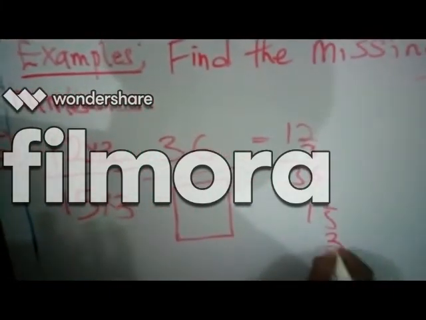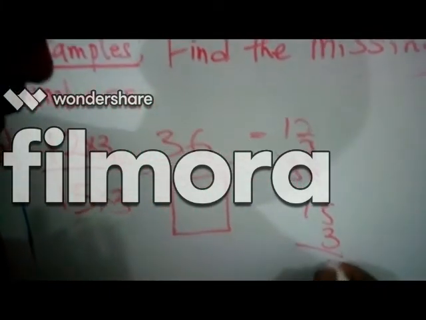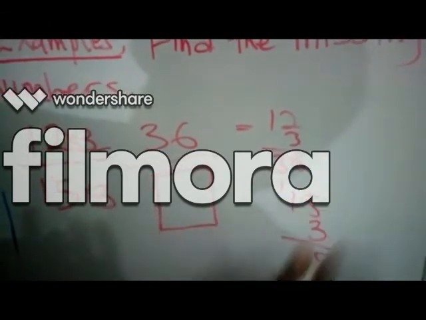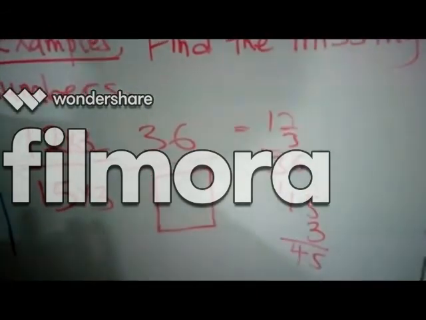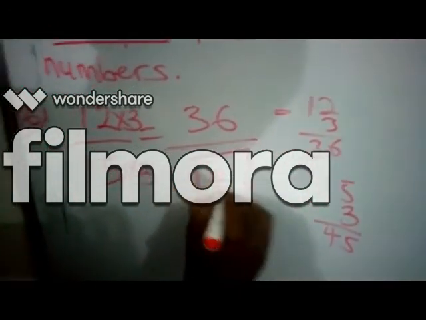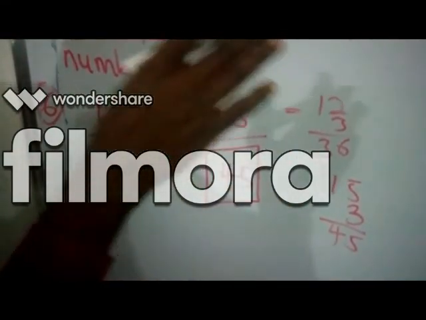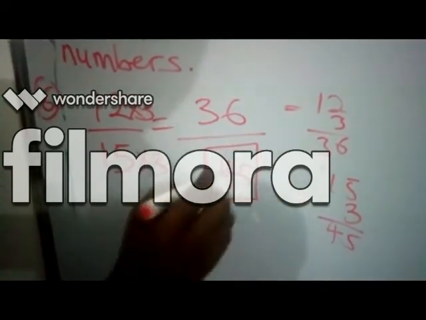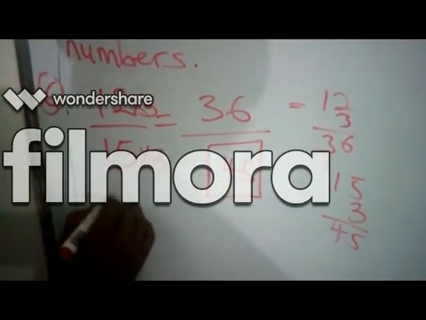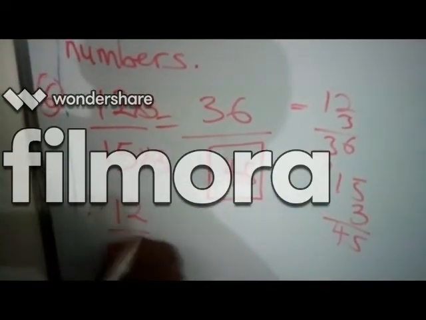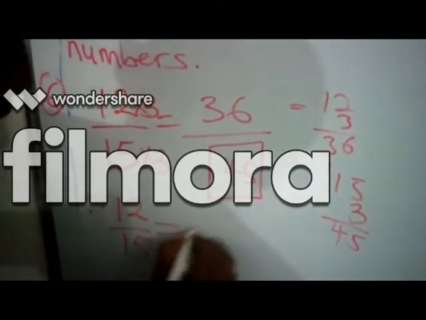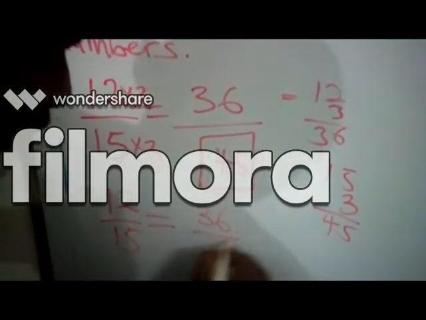15 times 3, 5 times 3, that's 15, carry 1. 3 times 1 is 3, plus 1, that's 4. Your answer will be 45. You can see our final answer will be 36 over 45. Therefore, 12 over 15 is equivalent to 36 over 45.